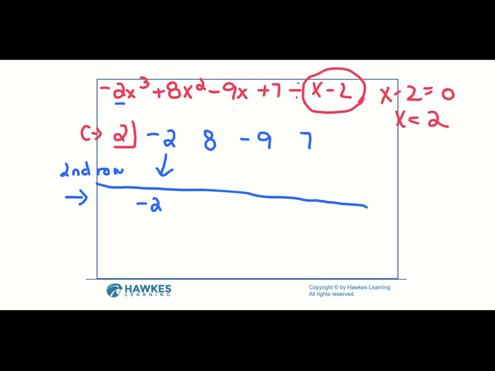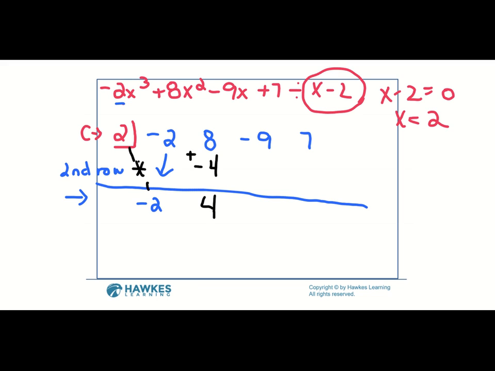Now what you need to do is you take the 2 and you multiply it times this number. So you multiply these two numbers. 2 times negative 2 is negative 4. You put that answer right underneath that 8. Okay, so you multiply, put it underneath the 8, then you add those two values. So what is 8 plus negative 4? And you end up with a positive 4, which goes down here.